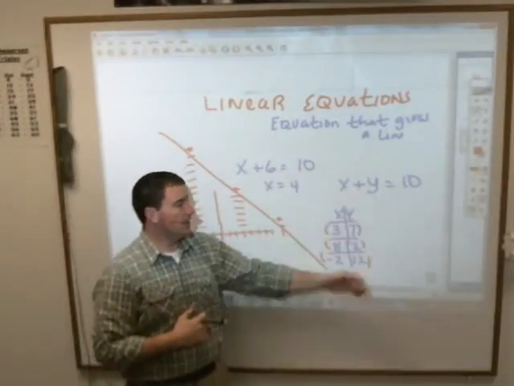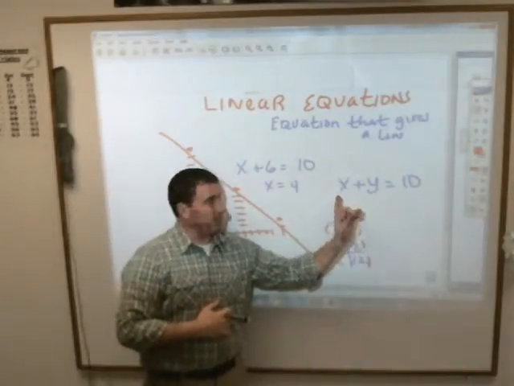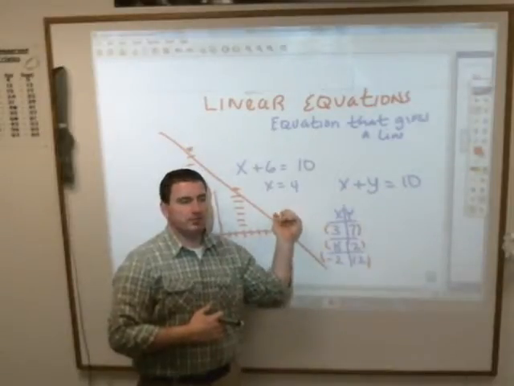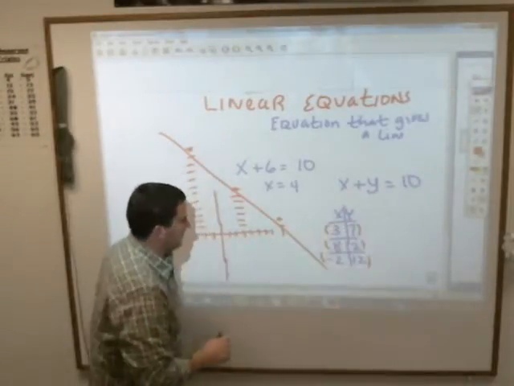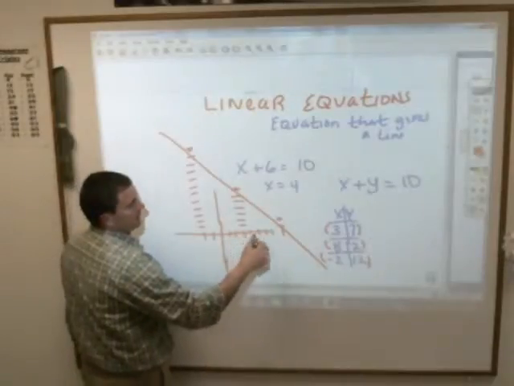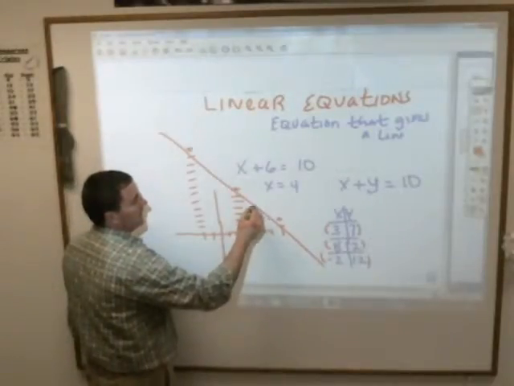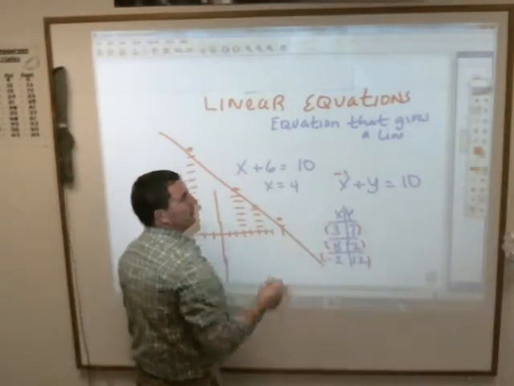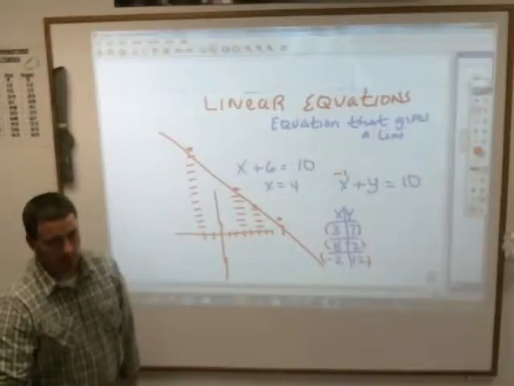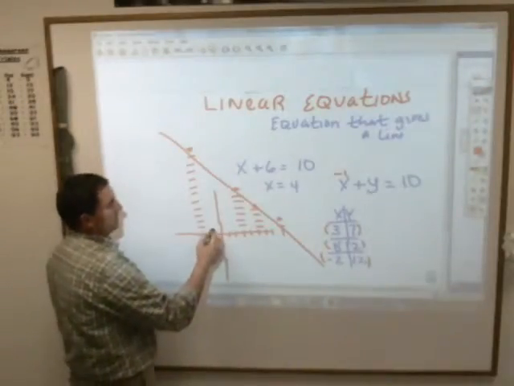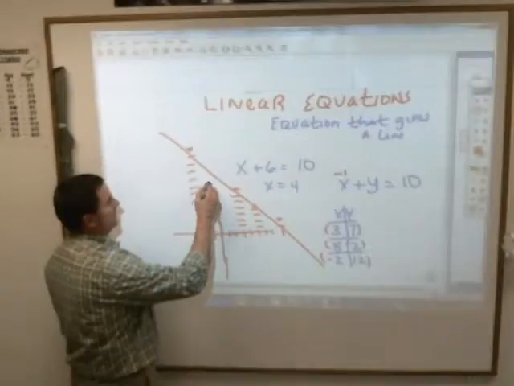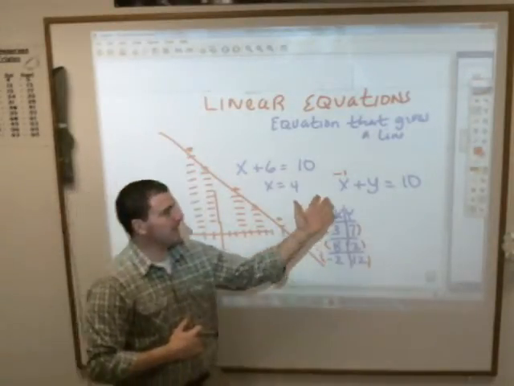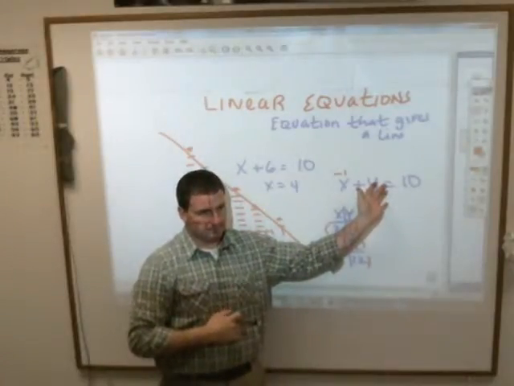For example, if I found out where x is 5, guess what y is going to be? 5 and what gives you 10? 5. So I'll bet if I go 1, 2, 3, 4, 5 and I go up 1, 2, 3, 4, 5, that's a point that's going to be on that line. Or if x was negative 1, y would be 11. If x is 1 here, 1, 2, 3, up to 11. So this line stands for any possible answer to that.